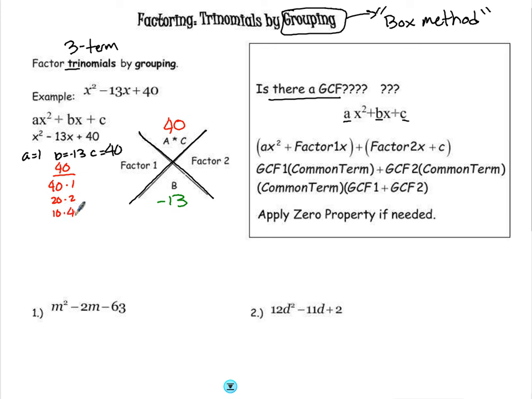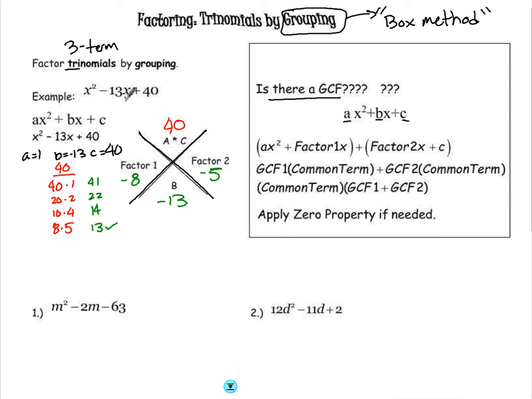I'm getting closer to my goal because as I progress here, I'm thinking in my head, 40 plus 1, well that's 41, too big. 20 plus 2 is 22, a little closer. 10 plus 4 is 14, really close. Let's look at our next set of factors. Yep, 8 and 5. Those two add to 13. So they multiply to 40 and they add to 13, so I know that my factors have to be negative 8 and negative 5.